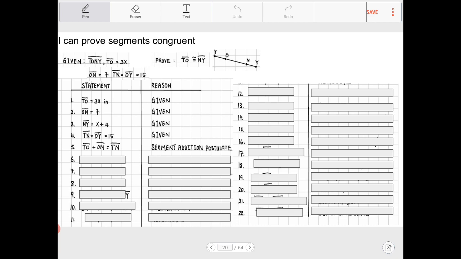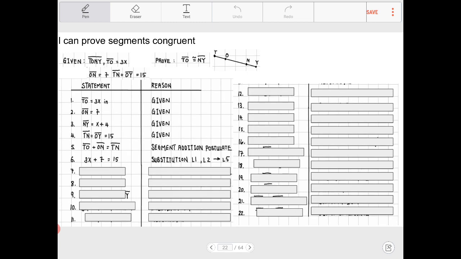I can also say the same thing about the other segment, OY, which is, again, ON plus NY. Oh, I'm sorry, I skipped a step there. So once I know that these two segments add up to TN, I can perform substitution, very similar to the algebra proofs that we did in the previous lesson. We can then say 3x plus 7 is equal to 15. Right? And this is because of substitution between lines 1 and 2 into line 5.